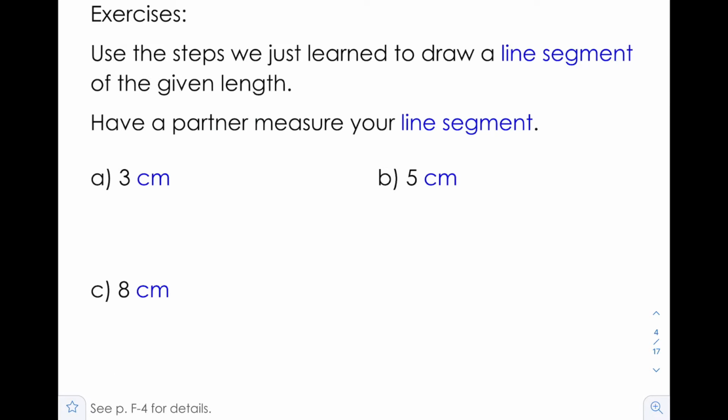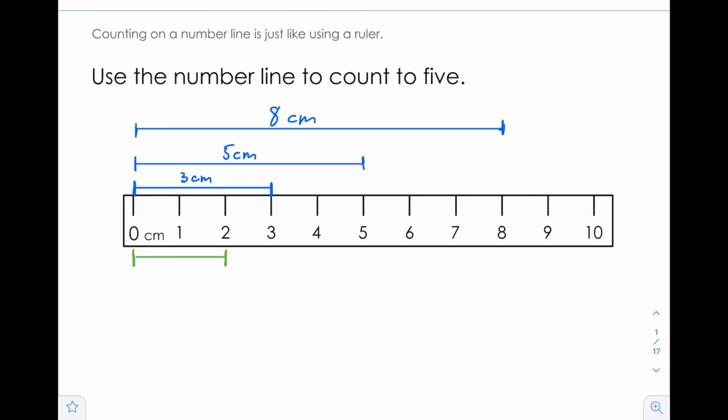So now I would like you to go ahead and use a ruler and a piece of graph paper to measure and draw line segments that are 3, 5, and 8 centimeters long. Pause the video, come back when you are ready. So here we go, we have lines that are 3, 5, and 8 centimeters long.